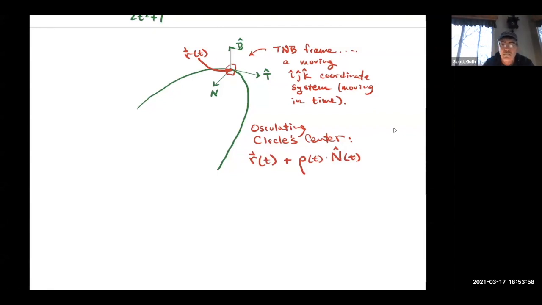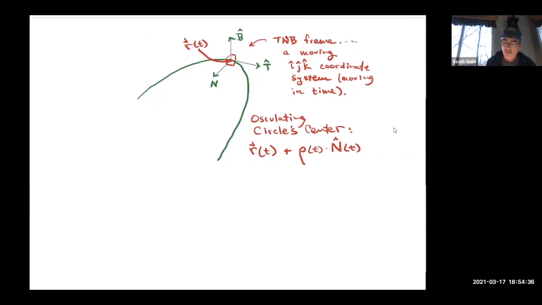You can see it's easiest to express it in the coordinate system T, N, and B that moves with the curve, rather than trying to describe the center in XYZ coordinates or IJK, which are static. It's better to let the coordinate system move if you're trying to describe things about the curve. Any of the geometric ideas on the curve are easier to describe with a moving coordinate system. This is a super important idea for math majors that go into differential geometry.